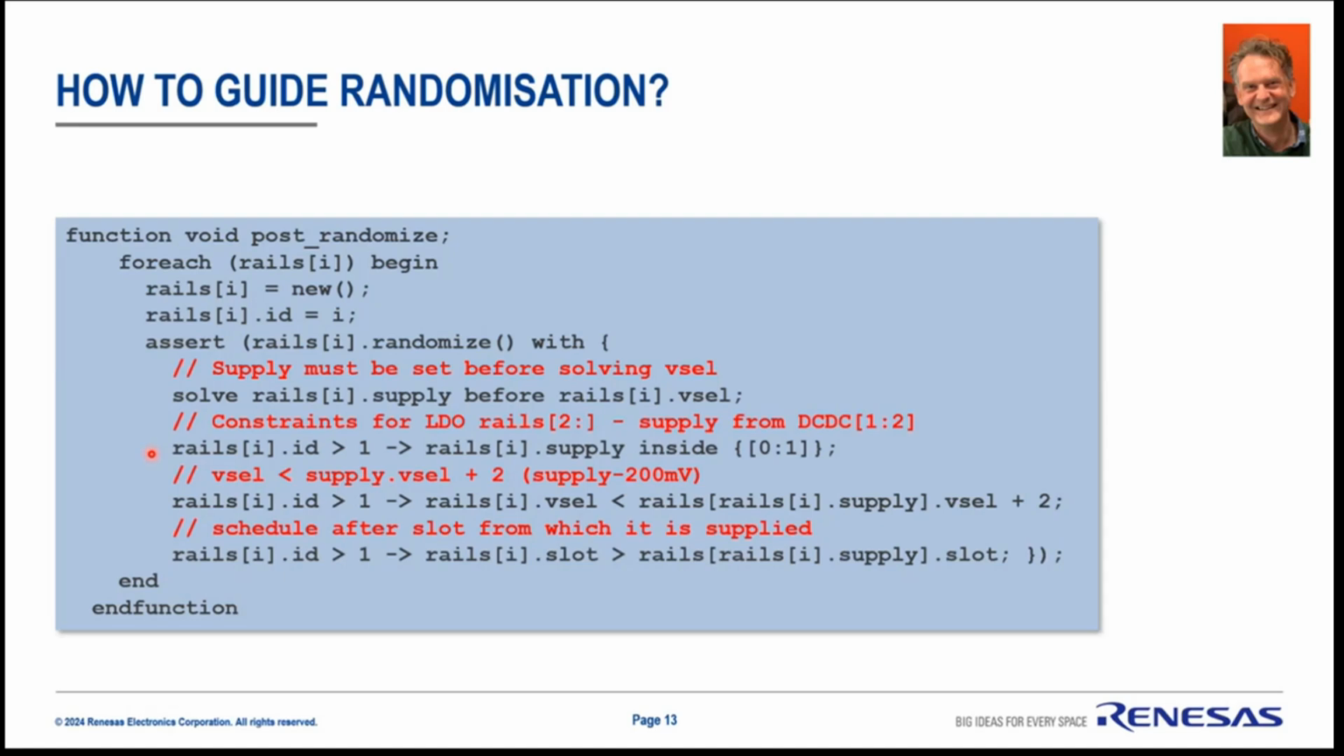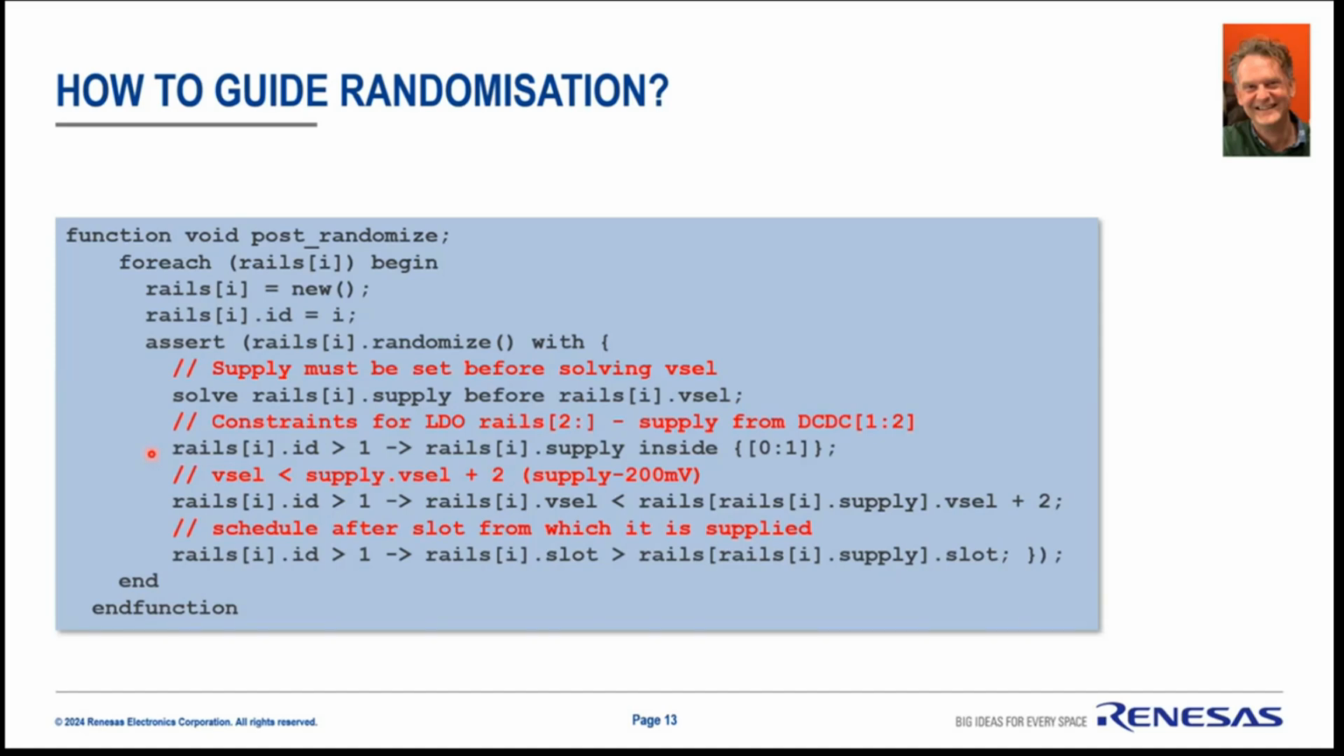The second constraint in the list is basically an implication constraint. What it means is that in that list, if our ID is greater than 1, so we are saying that 0 and 1 in our array are actually going to be the DC to DC converters, and anything above that is the LDO, then we are going to configure the rail to be either DC-DC 1 or 2, which is actually 0 or 1 here.